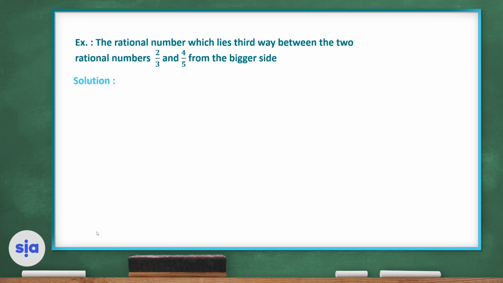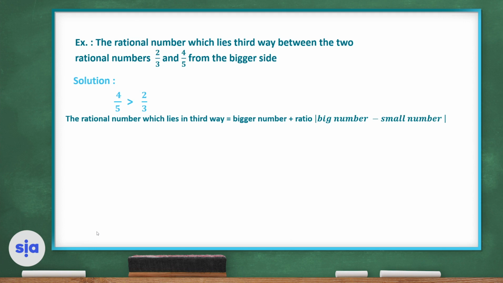Let's take an example for this. If the rational number which lies a third of the way between the two rational numbers 2 over 3 and 4 over 5 from the bigger side. So how do we do it? We know that 4 over 5 is bigger than 2 over 3. Then we do it as the bigger number, which is 4 over 5, minus the ratio. How do we get this ratio? Here it says third way. So we multiply by 1 over 3, then multiplied by the absolute value of the bigger number minus the smaller number. So to do this with your calculations, it will be 34 over 45.